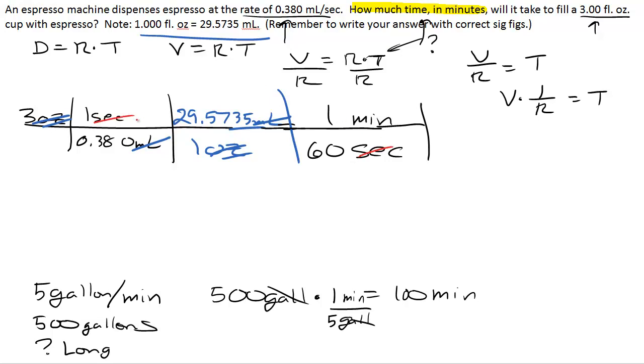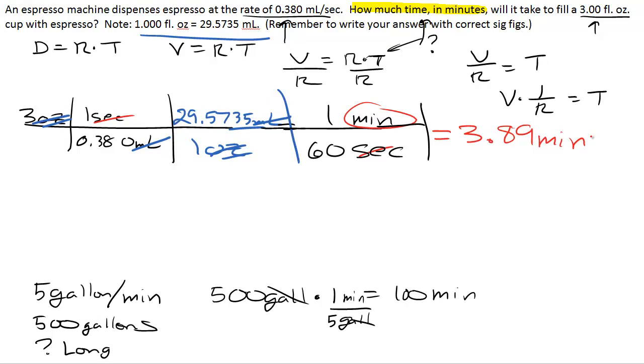Seconds will now cancel, and now look what happens. The only units that are left are minutes. And if you do the math, 3 times 29 and so on, divide by 0.38, divide by 60, you get 3.89, and then your unit that's left is minutes. And it's just that simple, guys.